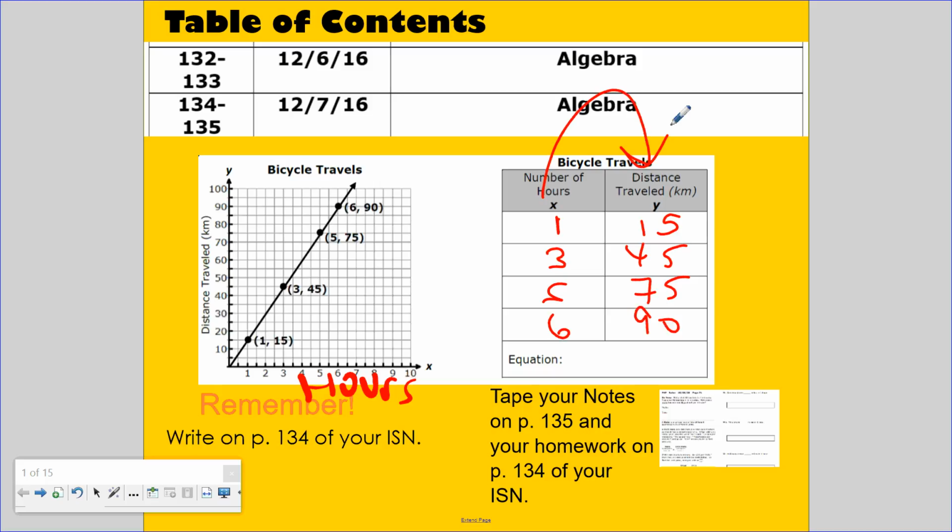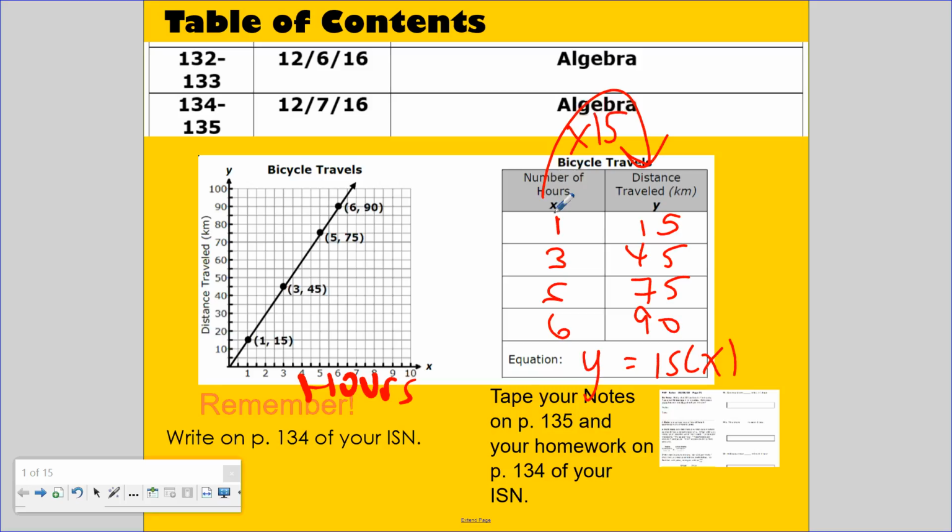But what is the relationship between the hours and the distance traveled? Is it additive or multiplicative? I can see we're multiplying by 15. So we're multiplying the number of hours by 15, and that will give you the distance traveled, or y equals 15x. So to find the distance traveled, you have to multiply 15 by the number of hours.